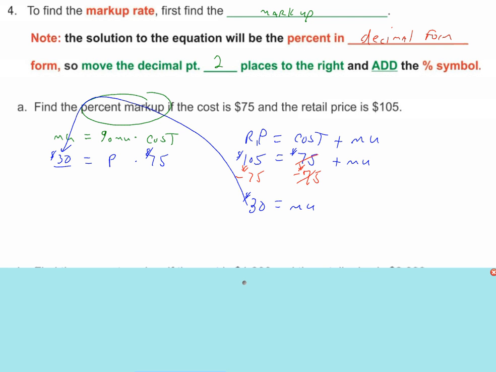Somebody tell me how to solve this equation for the percent. Chloe? So the 75 is multiplied times the variable. So we'll move it by multiplying both sides by the reciprocal, or we'll do the shortcut, right? Divide both sides by 75. Now remember, with the percent, you either gotta move the decimal point 2 places to the right, or multiply times 100 in your calculator and add the percent symbol.